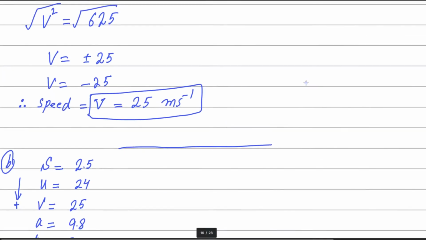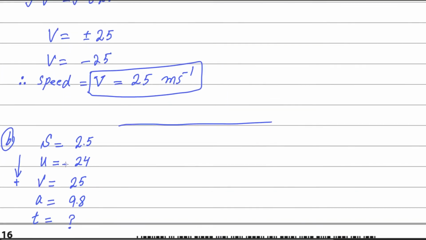So only one thing will be negative, that is initial speed, negative 24. Hopefully you understand why I am taking this one as negative. This is positive, this is positive, this will be positive as well. Now you can use any one of the equations. So I am using the first equation of motion. I think that is the easiest here. v equals u plus at. From here you can find out the total time taken from point A to point B.